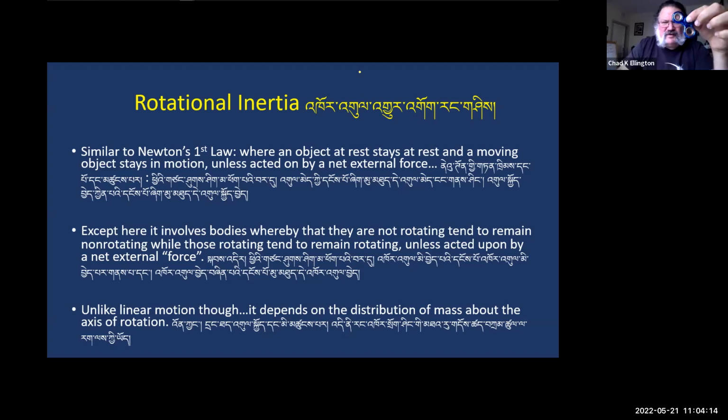So this fidget spinner, I can't really change the way that it rotates because it's mounted on this fixed pivot. So I can't change the distribution of the mass, but I can do it with something like a pen.